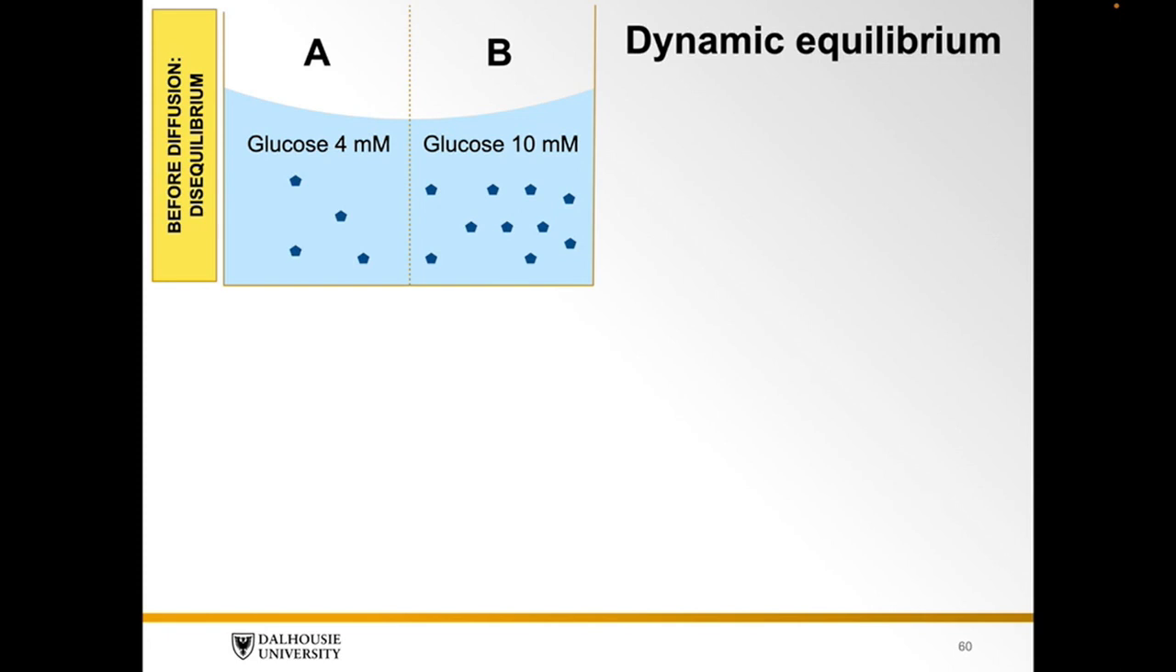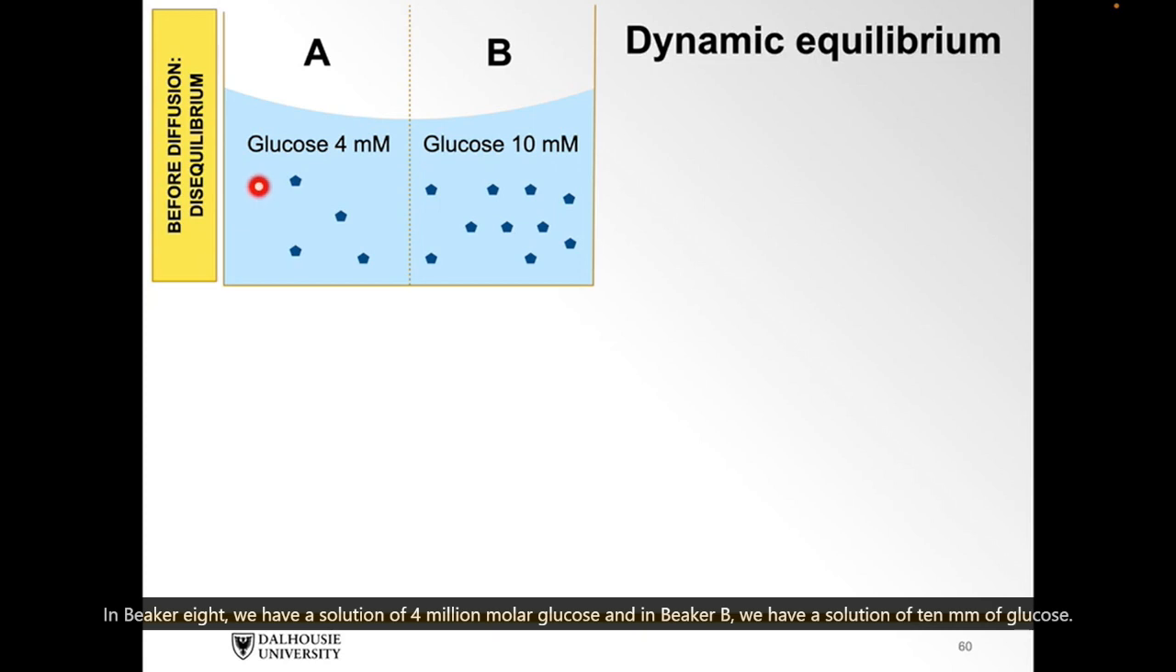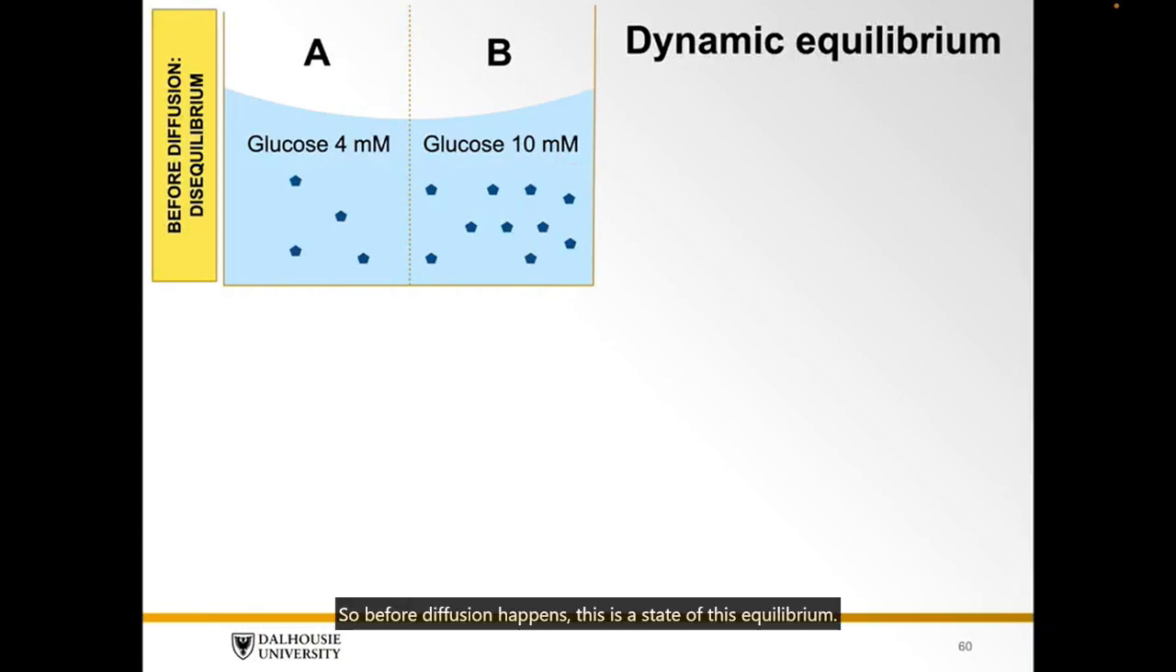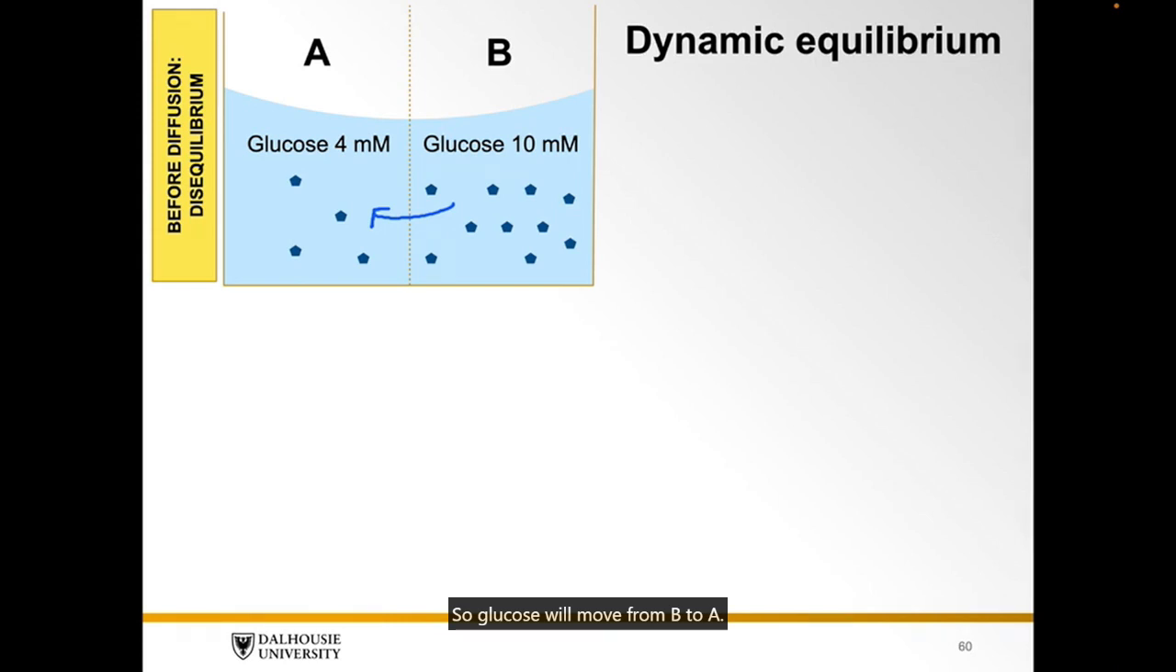Let's take the example at the top here. We have two beakers, A and B, that are separated by a semi-permeable membrane. We saw many of those examples when we discussed diffusion. In beaker A, we have a solution of 4 millimolar of glucose, and in beaker B, we have a solution of 10 millimolar of glucose. So before diffusion happens, this is a state of disequilibrium because the concentration on either side of the membrane is different. We now know that diffusion is going to occur from an area of high concentration to an area of low concentration, so glucose will move from B to A via diffusion.